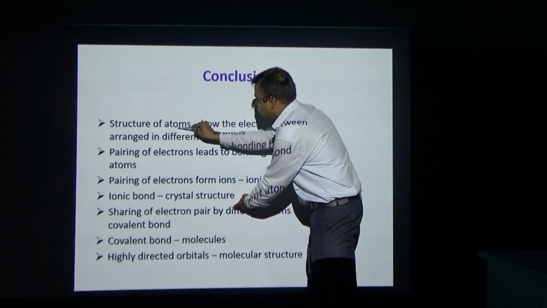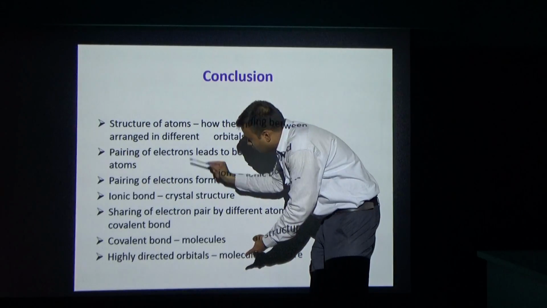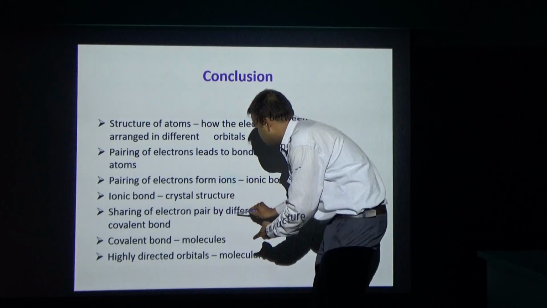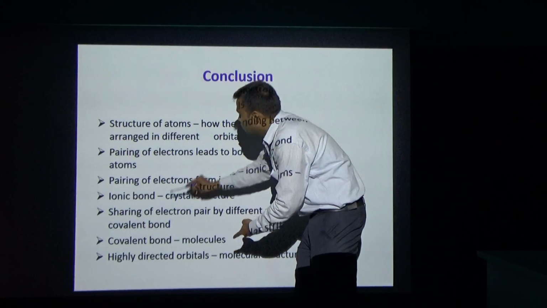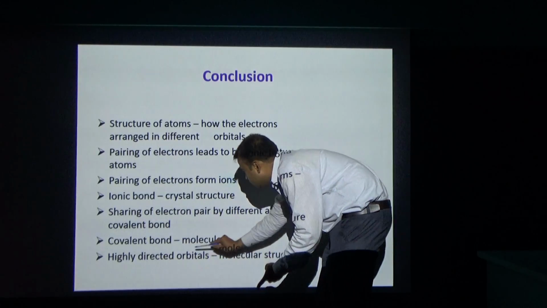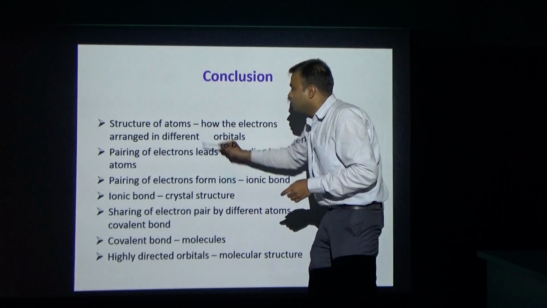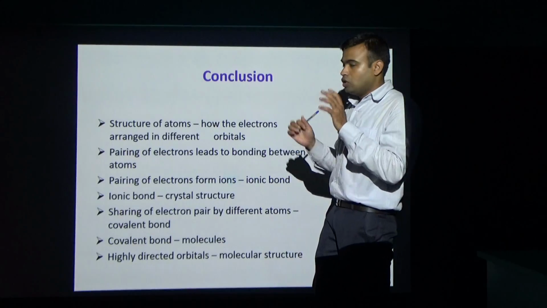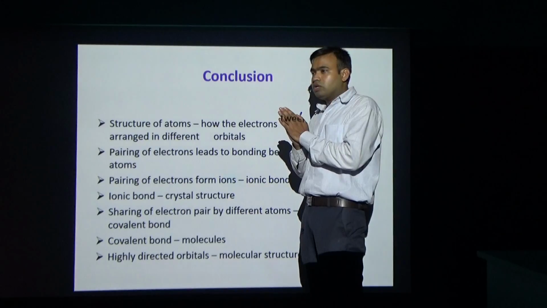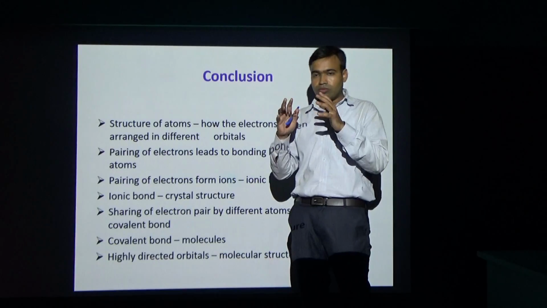This is combining structure of atom, then bond, then structure again. Very similarly, when electron pairing takes place through sharing of electrons, they form a covalent bond. And again, the covalent bond leads to molecules, and molecules have a particular structure. So again, we are coming back to structure. Structure, bonding, structure. The point I want to make is that the structure of the atom is responsible for the bonding, and bonding is responsible for the structure of different groups.